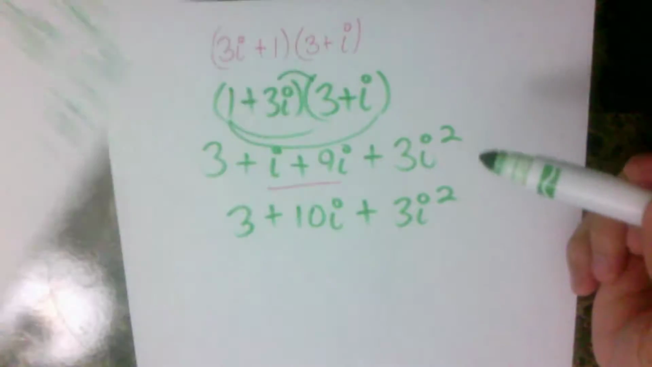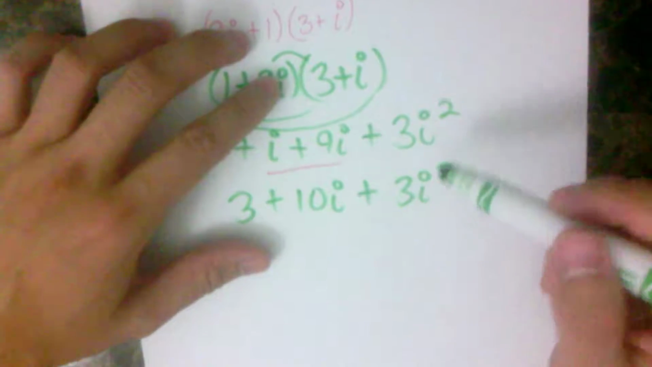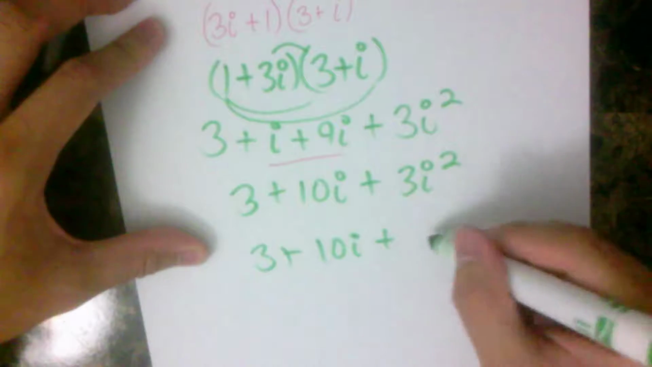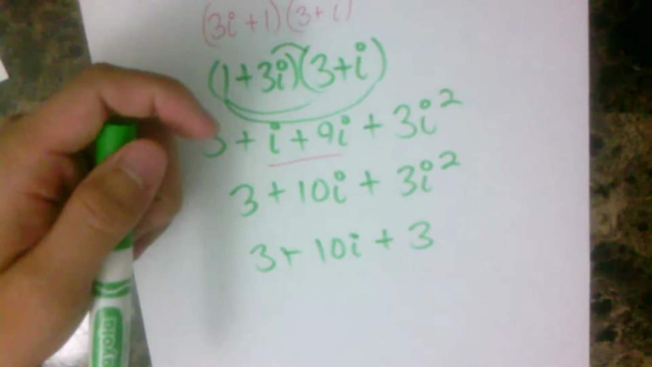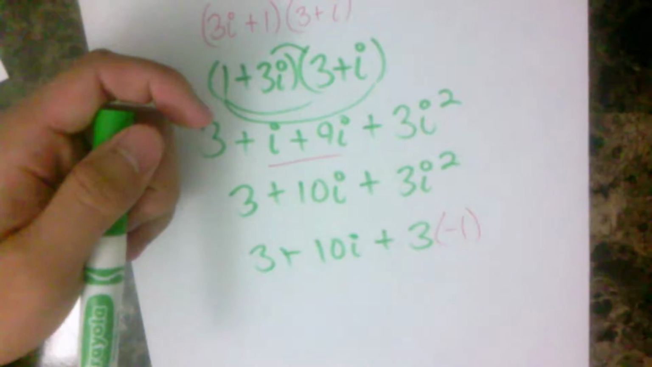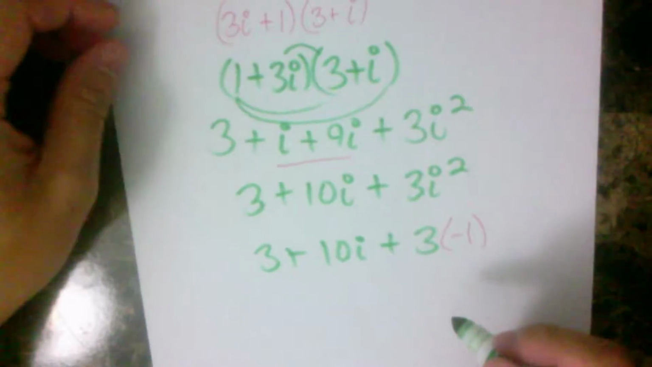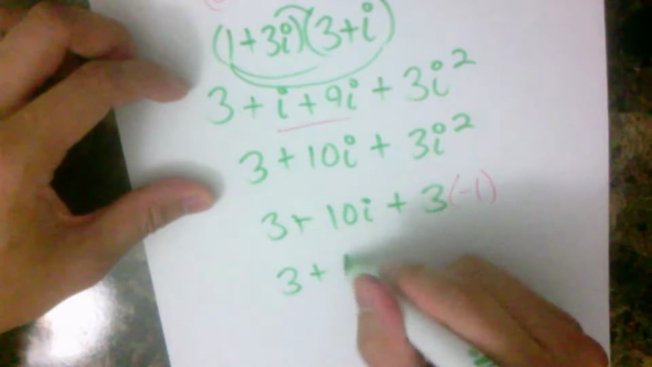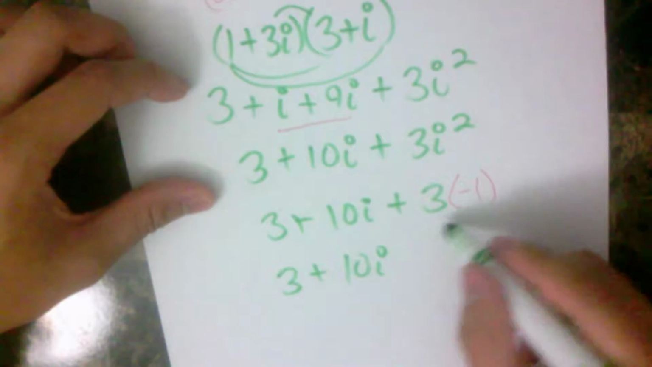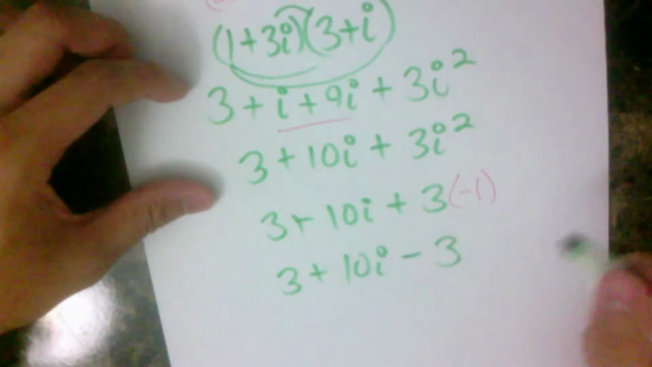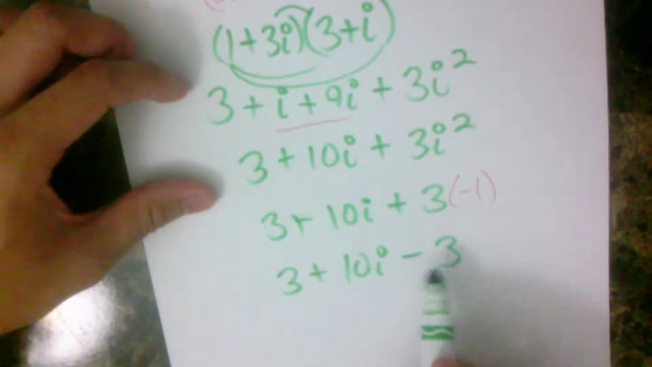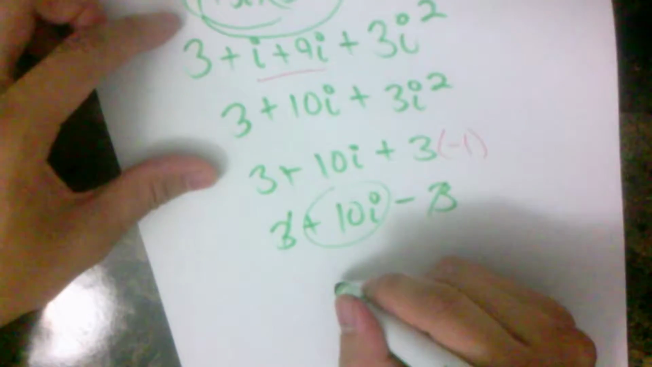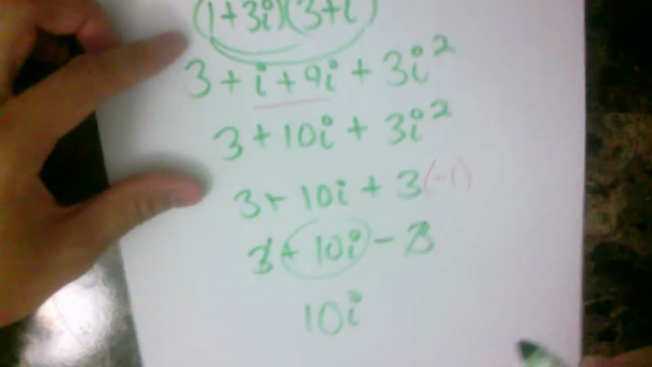So let's plug in negative 1. So instead of i squared, I'm going to rewrite this: 3 plus 10i plus 3, but not i squared, it's negative 1. And then let's go ahead and do the math real quick. 3 times negative 1 is negative 3, so 3 plus 10i, and instead of regular 3, it's 3 times negative 1 is negative 3. And you'll notice 3 minus 3 is 0. You're just left with a positive 10i. So your final answer here is just 10i.